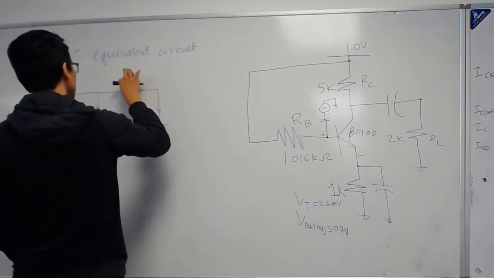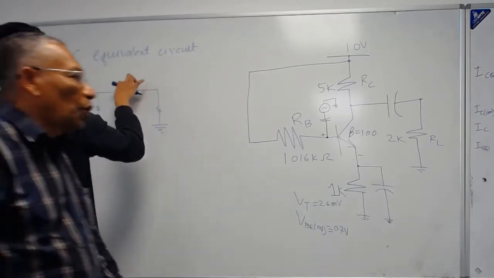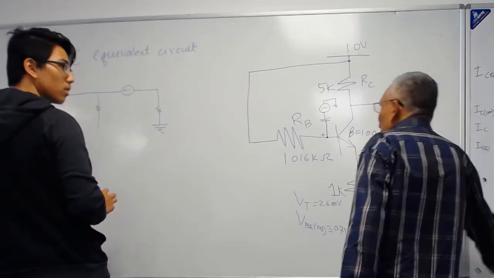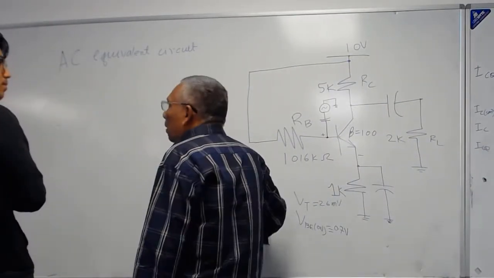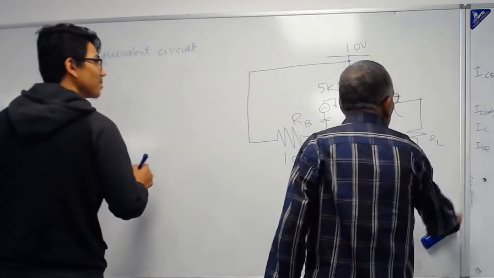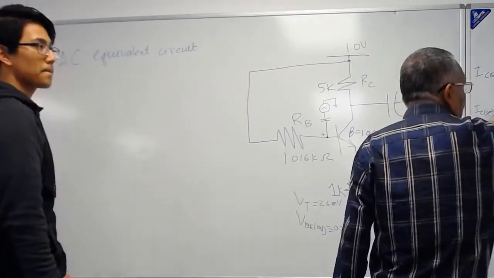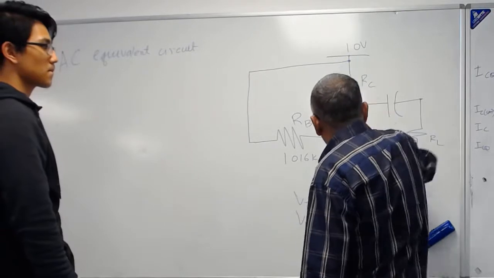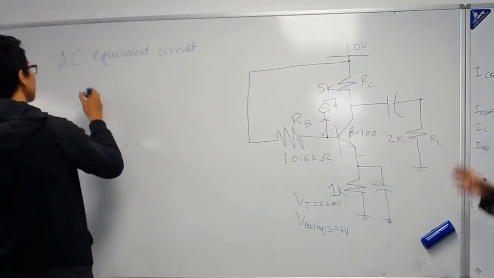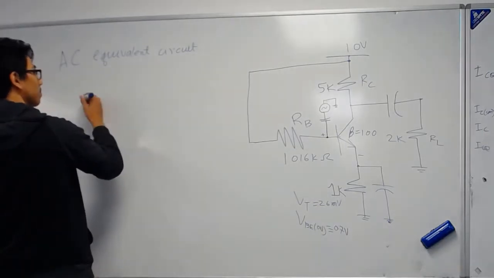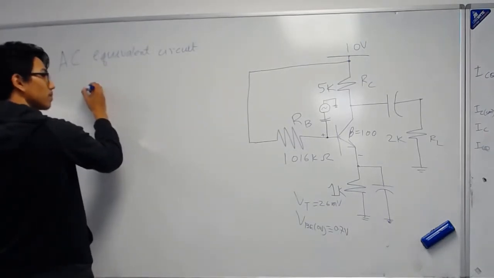No, I didn't ask you to do this. I didn't ask you to draw the AC model immediately. I just want the AC equivalent circuit. I don't want this now. You can do it one step later. So this is the first step, second step, this is the third step. From this circuit, draw the AC equivalent circuit without the AC model. Just the circuit. Don't insert the model here.